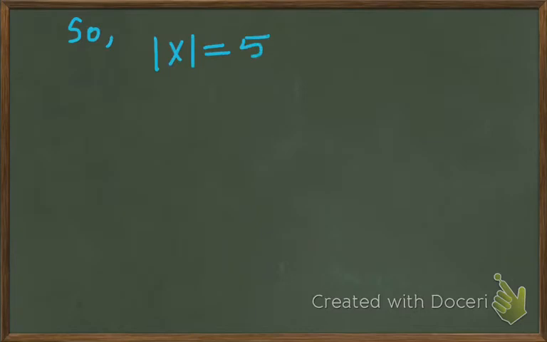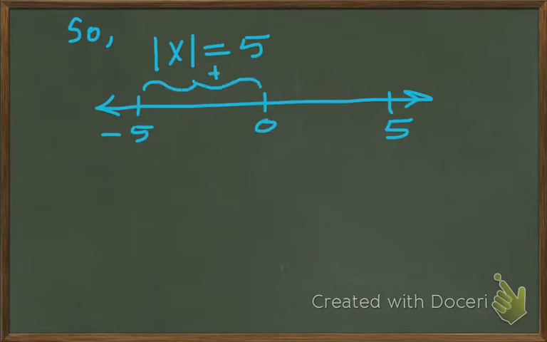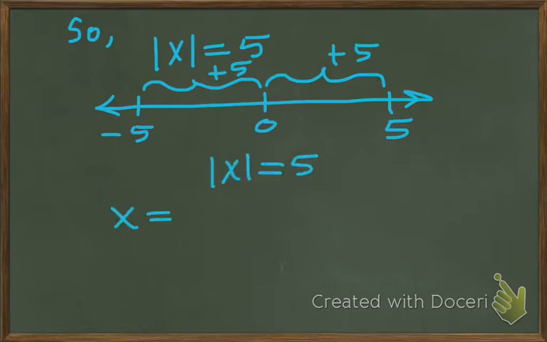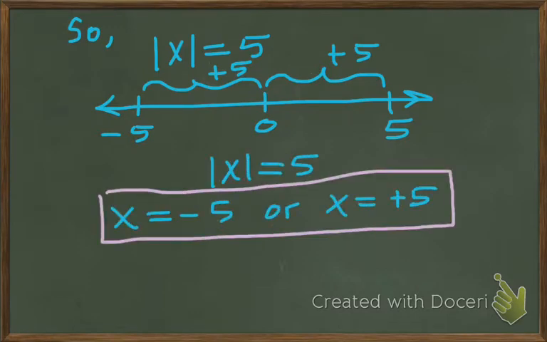So, if I am given the absolute value equation where x is in the absolute value and it equals 5, look on the number line, and again that distance from -5 to 0 and +5 to 0 are both +5. So guess what? When the absolute value of x equals 5, the answer is going to be x equals -5 or x equals +5.